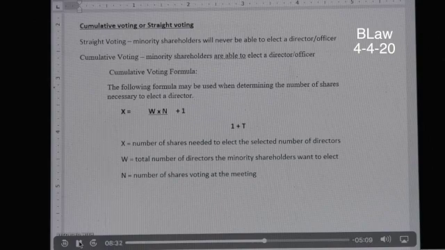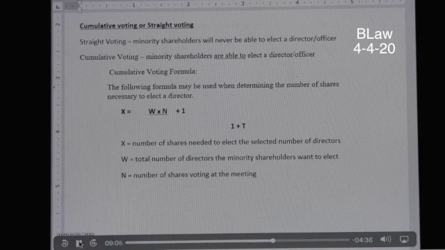Now, cumulative voting, this type of voting allows for minority shareholders to have proportional representation on the board of directors. So let's look at the following formula that could be used when you're determining the number of shares that are necessary to elect a director. The formula we could look at is X equals W times N, divided by T plus 1, plus 1. X would be your number of shares needed to elect the selected number of directors. W is your total number of directors the minority shareholders want to elect, while N is going to be the number of shares voting at the meeting.